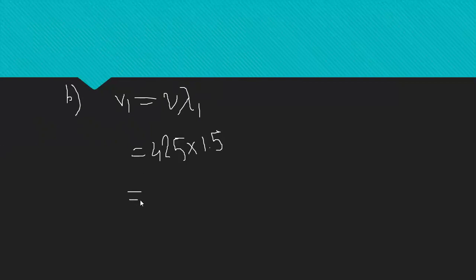V1, that means velocity in gas, equals nu, the frequency which we just found, into lambda 1. So we found the frequency to be 425 and we were given the wavelength 1.5. So if we solve this we will get 637.5 and the velocity SI unit is meter per second, or you can also write as m s to the power minus 1.